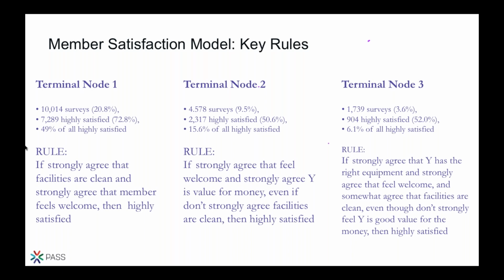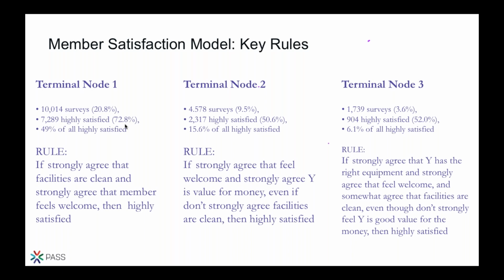It discovered that of the 10,000 surveys that matched this particular rule, 7,289 were highly satisfied. So 72% were highly satisfied. So if you remember, 31% of the overall population initially were highly satisfied. So this rule is saying that you're more than twice as likely to be highly satisfied if you believe the facilities are clean and if you feel welcome. So you go there, you feel like you belong in this location, and you look around and it looks like it's well taken care of.